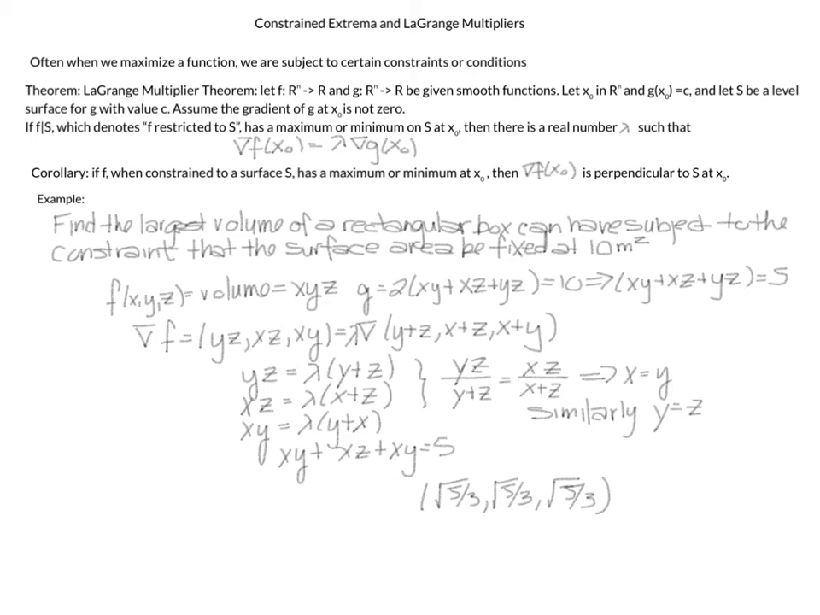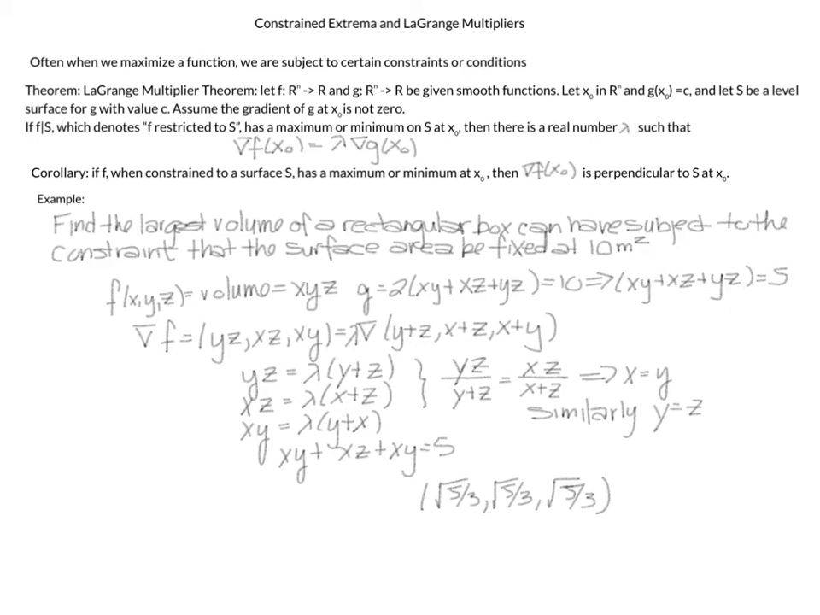This next example is just about in every textbook you can find, I guess because it looks like a real application. But anyway, find the largest volume of a rectangular box you can have, subject to the constraint that the surface area be fixed at 10 meters squared. In other words, your materials are restricted, but you want the largest box. We have our equation for volume, which we are trying to maximize, xyz, and then we have our equation for surface area, which is our constraint.